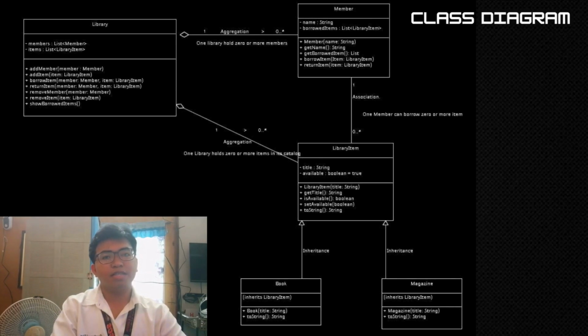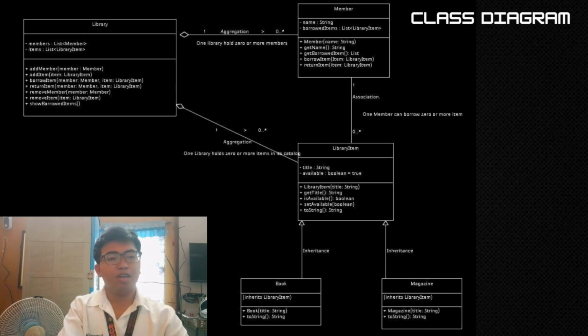The library class. What's the library class? It manages all the library items in the library. It stores the list of members and the library items, book or magazine. It allows adding or removing items or members and lets members borrow or return items. The library has an aggregation relationship with the members and library items, meaning it contains them but they can exist independently. Then the second class is the member class.